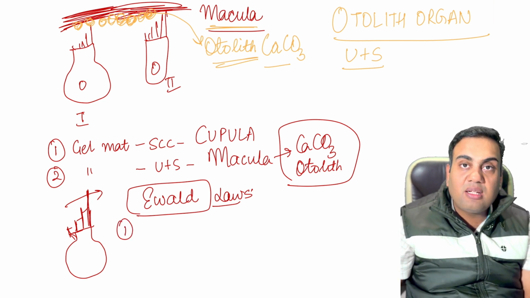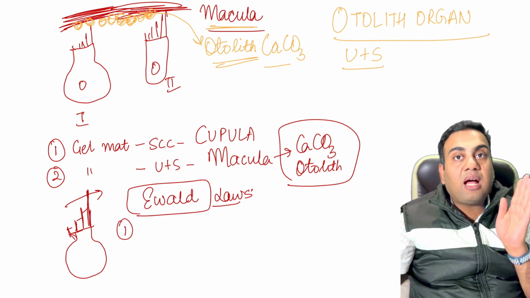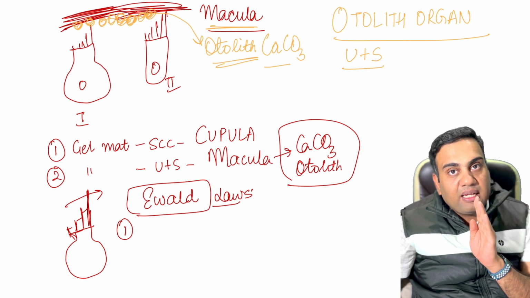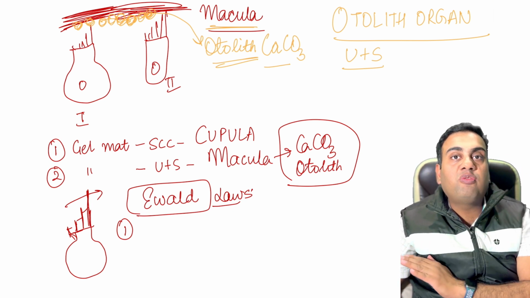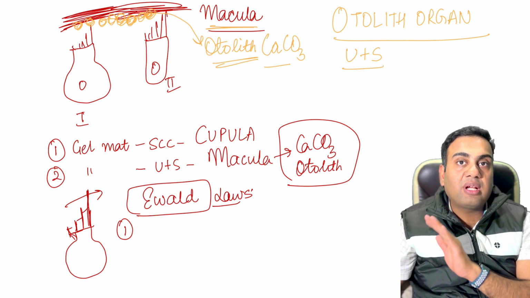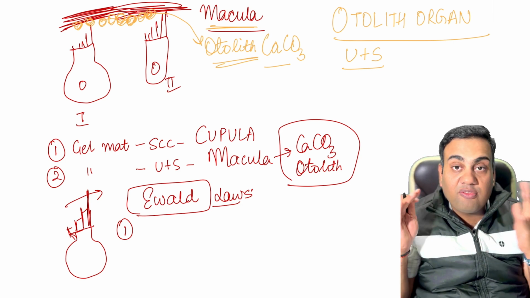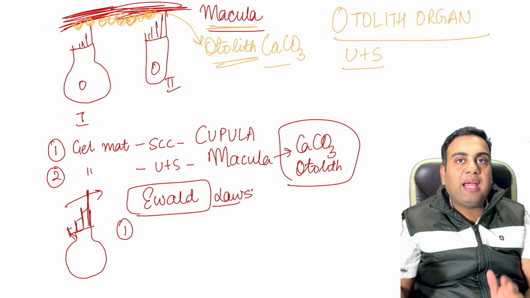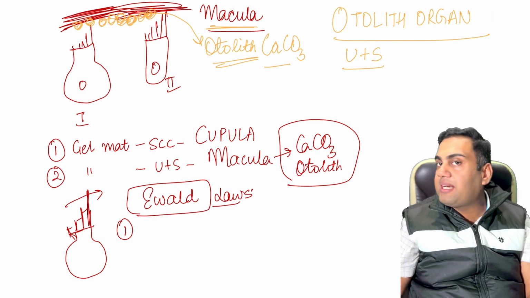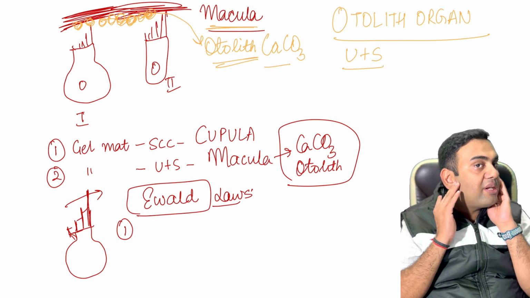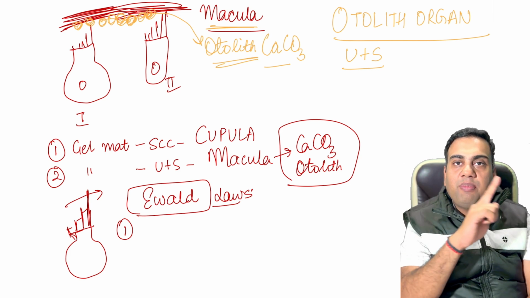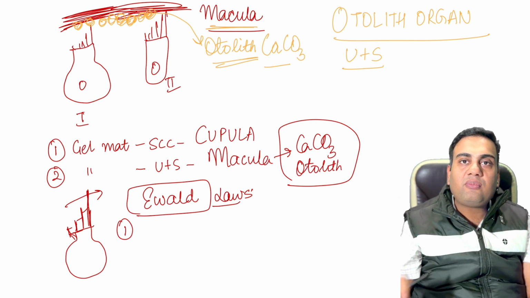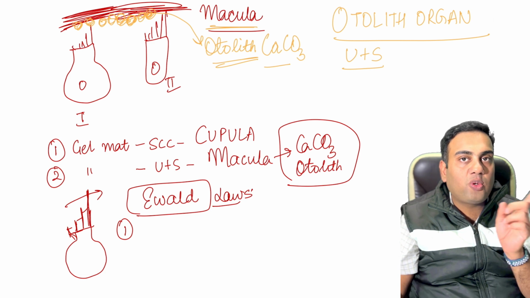First law of Ewald is that the movement of the eye and the movement of the head is going to be in the direction of the movement of endolymph and the circular canal which is getting excited. Now this has become very confusing. What I mean is, suppose I am moving left and right, then if my horizontal semicircular canal is being stimulated, my eye movement will also be left and right, my nystagmus will be left and right.